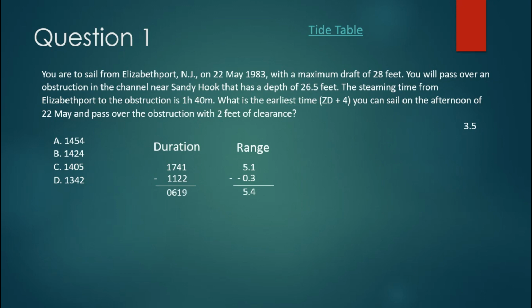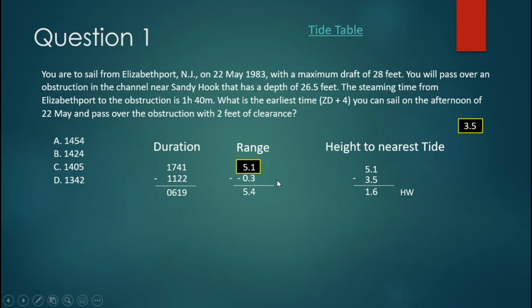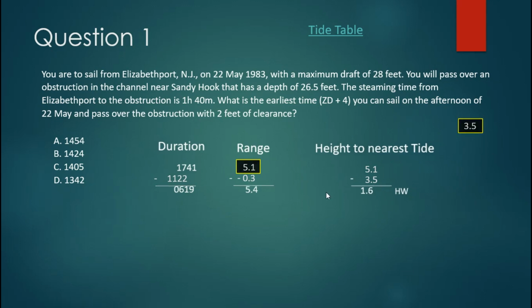Alright, and just like in the previous lesson, we need the height of tide to be 3.5 feet. So we're going to look for the closest tide, which in this case is going to be 5.1. So we'll take that 3.5 feet and that 5.1, do our arithmetic, and now we've got 1.6 feet to that 1741 high water.